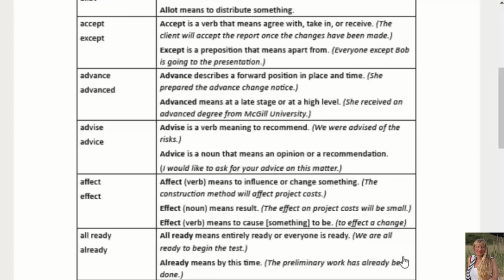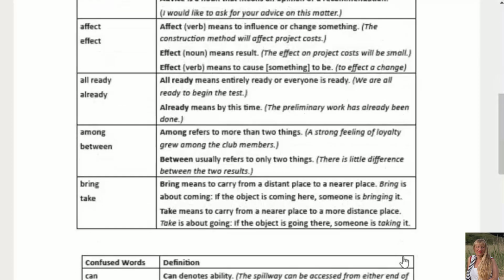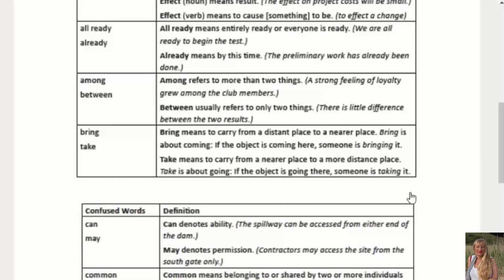The first one is among and between. And I have to admit, this is one that I did not realize there was a difference until I took a technical writing course myself. Can you explain what the difference is between among and between?